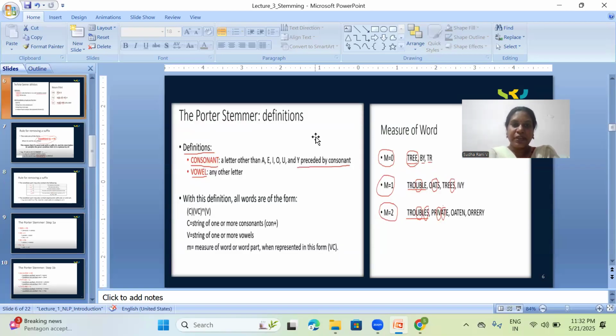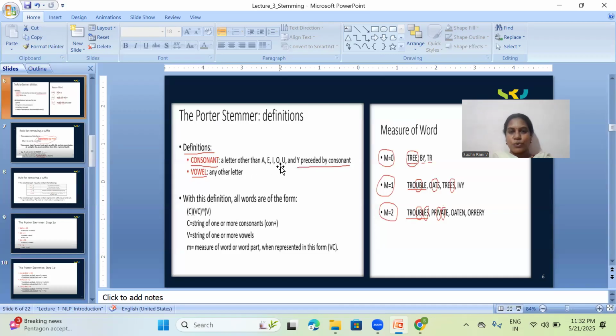So the Porter stemmer. Here we are having both consonants and vowels. So it will take consonants. As we all know, what are the consonants.